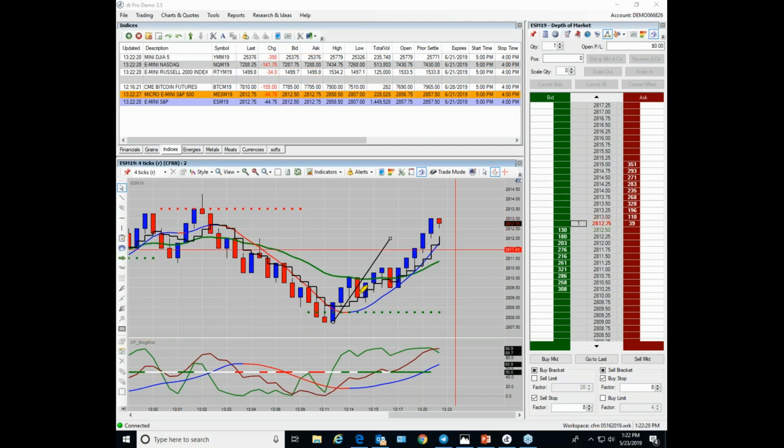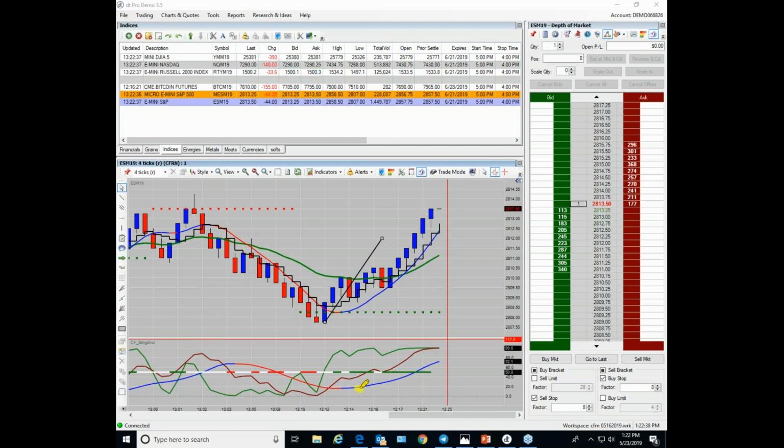Now, you are going to find out that the cycle will turn color on you. If it does, as in this example here, it starts watering down the probabilities. As long as this is flat and it's not up at a 45-degree angle, it requires a close below the trend line before you can take action. That's a requirement.